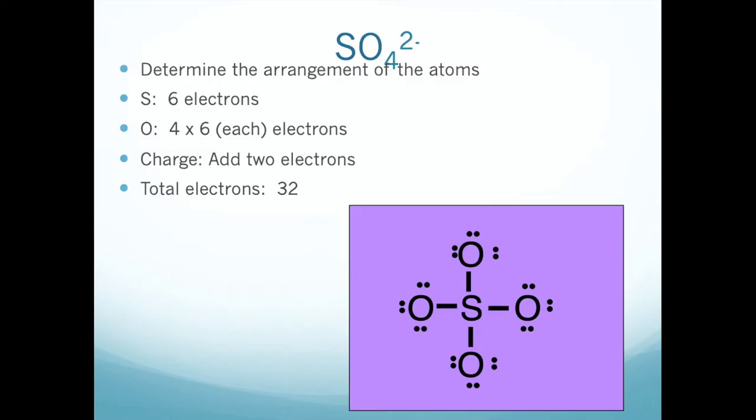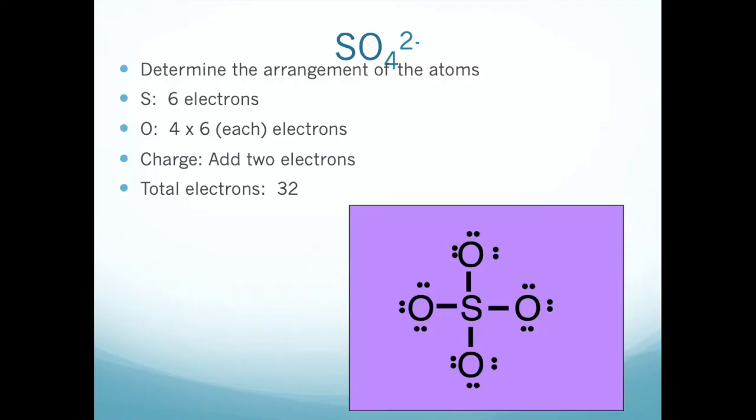But let's make sure we don't need any double bonds or anything. So sulfur is in group 16. It has 6 valence electrons. Oxygen is also in group 16, so oxygen has 6 valence electrons. Though keep in mind there's 4 oxygens here. So 4 times 6, well, think about what that is. It's 24, right? So 24 and 6, that's 30 electrons.